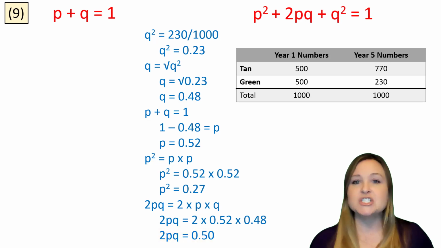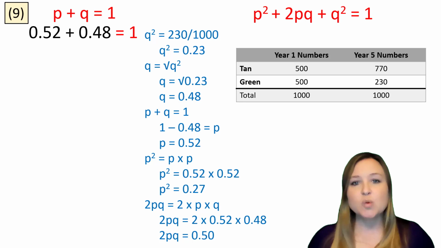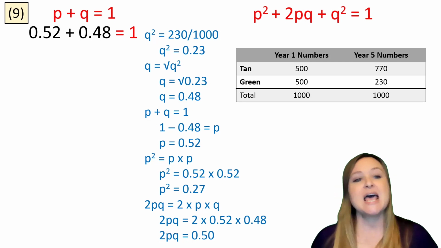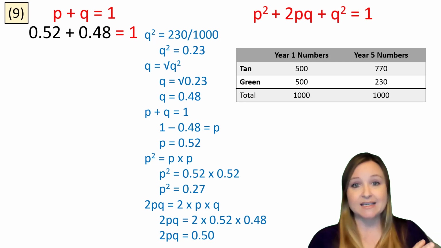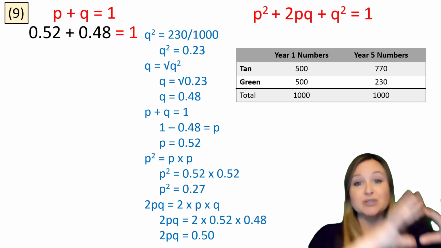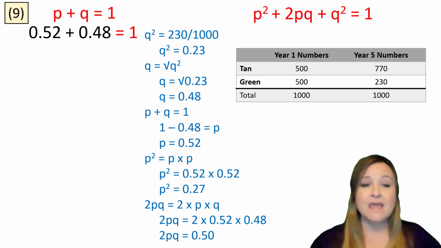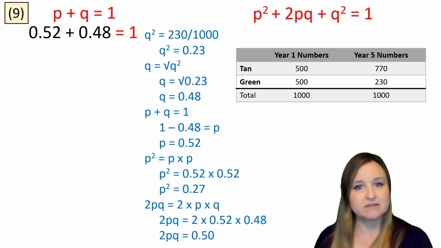Let's fill all these values in so we can do a reality check. p plus q, we got 0.52 and 0.48. And together, does that equal 1? It has to equal 1, or we did our math wrong along the way. So double check that it equals 1. And in this case, yes, it does. Again, what does it mean? Well, it means that p, the dominant allele that encodes tan, and q, the recessive allele that encodes green: 52% of the alleles in this grasshopper population at year 5 were the dominant allele, and 48% of the alleles were the recessive allele.